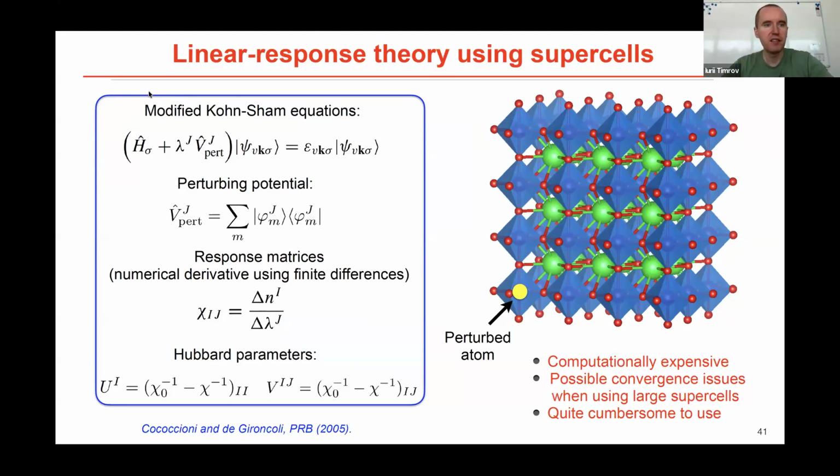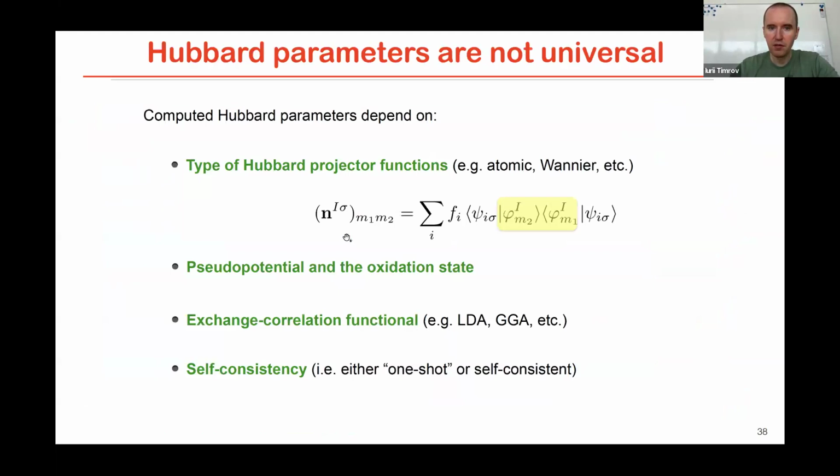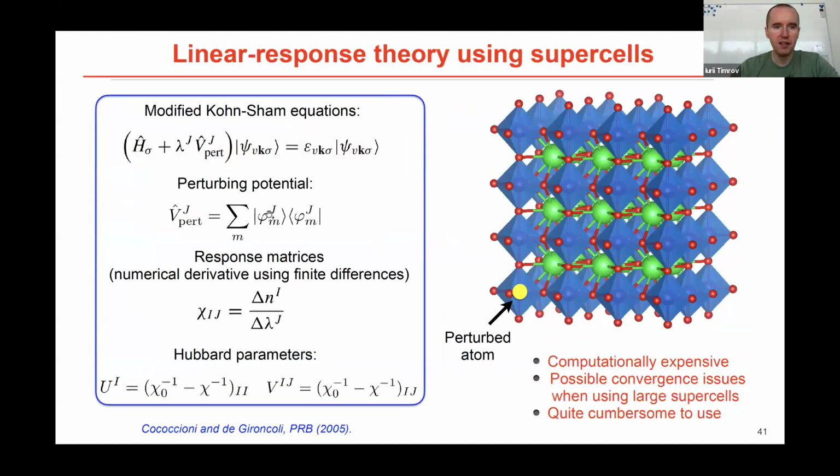And practically, one has just to add a perturbation term in your Kohn-Sham equation, where lambda is the strength of the perturbation, and V is the perturbing potential. It's simply a projection onto the localized basis set, exactly the same localized basis set that we use in the occupation matrix. Let me go back. So you see this localized basis set phi, let's say atomic orbitals, we use this as a perturbation, just a projection on the 3D states, and lambda is just an infinitesimal constant.